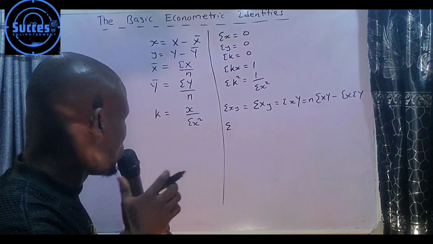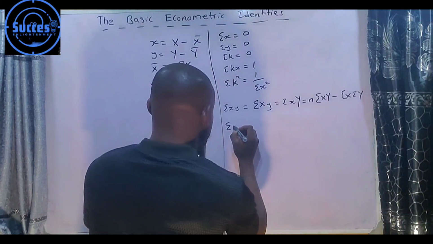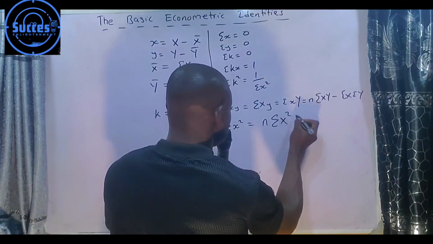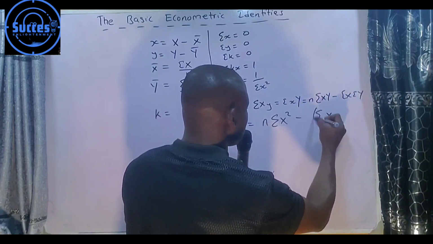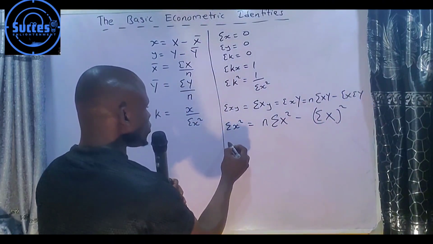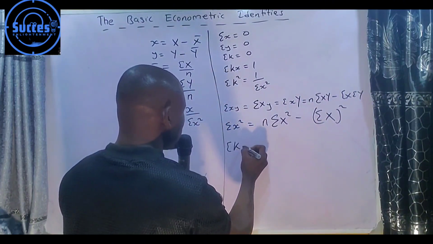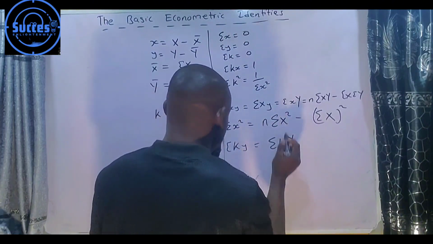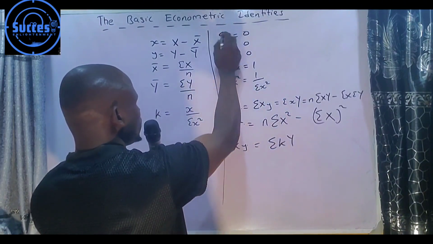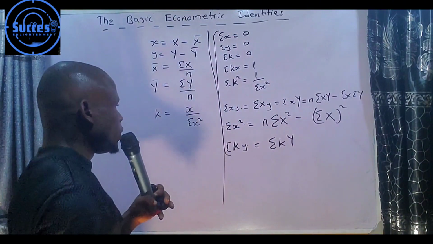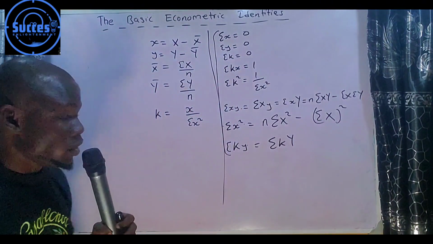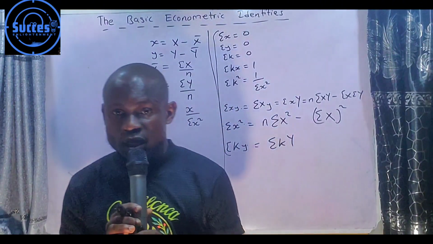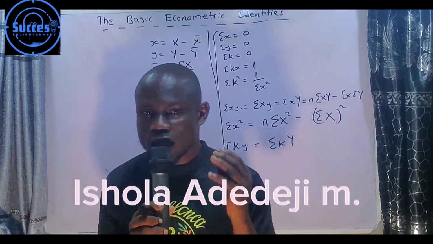Alright. We also use it to prove that summation x squared equals n summation X squared minus summation X all squared. Also used to prove that summation k small letter y equals summation k capital letter Y. 1, 2, 3, 4, 5, 6, 7, 8. These all are proved based on what we already established. Facts like this, we used to prove this. So furthermore, in this video, we'll be proving our further econometrics identities.